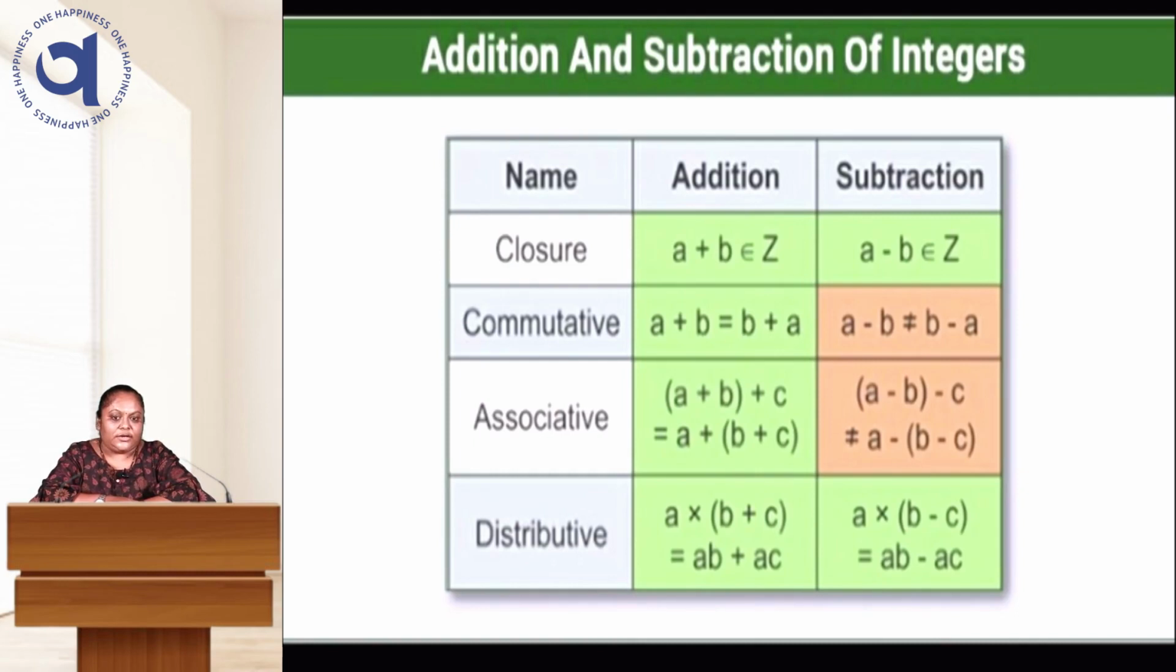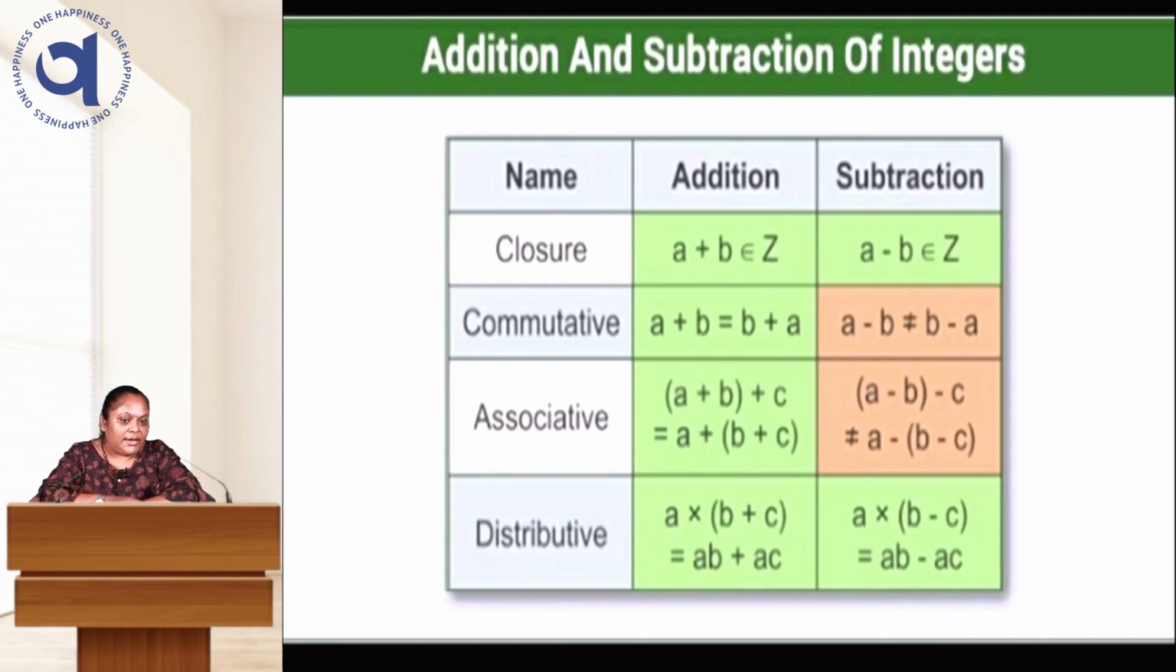Next is commutative property. Commutative property is if you add any two integers, a plus b and b plus a, that means if you interchange them, if you change the place, then also your answer remains the same. For example, 3 plus 2 is 5 and 2 plus 3 is also 5. So, left hand side and right hand side both tally here. So, that means this property holds here.